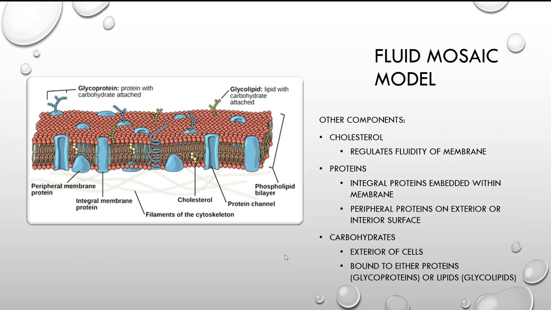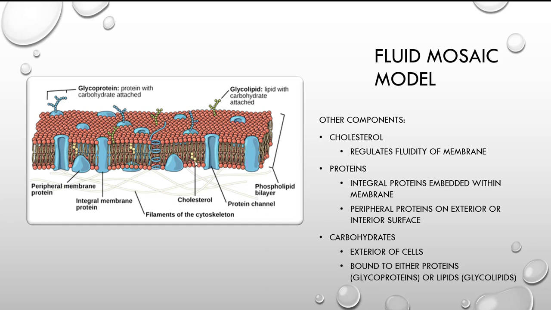Next, we have other components of our fluid mosaic model. So we talked about the cholesterol, the proteins, and the carbohydrates. Embedded within the phospholipid bilayer, we have cholesterol. What cholesterol does is it regulates the fluidity of the membrane. It helps stabilize it so that it's still fluid, but not really, really fluid, where it's constantly moving to the point where it's chaos and falling apart. So it does help maintain the structure of the membrane.